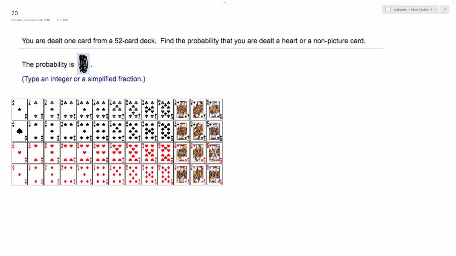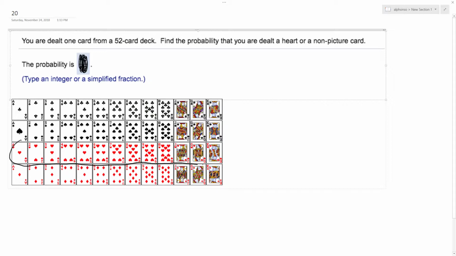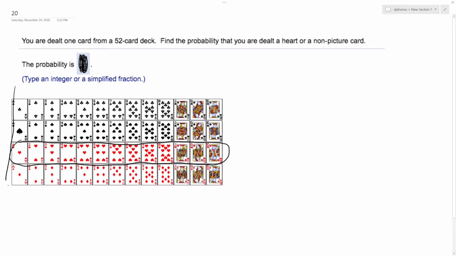Alright, so you're dealt one card from a 52 card deck. Find the probability that you were dealt a heart or a non-picture card. So a heart is all of these right here, so that's 13 cards. And then we want a non-picture card, so it's all of these.